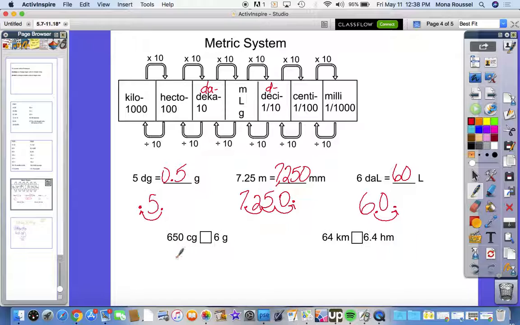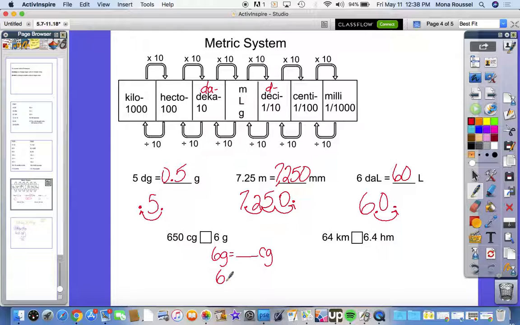Now getting to the comparing problems, here we're going to put either greater than, less than, or equal to here in this box. To do that, we need to either convert the centigrams to grams or convert the grams to centigrams. It doesn't matter which one you choose. I'm going to go ahead and change the grams into centigrams.